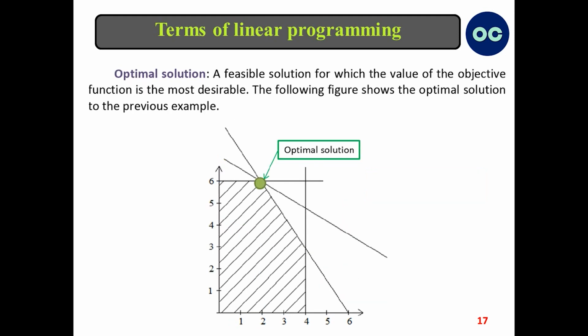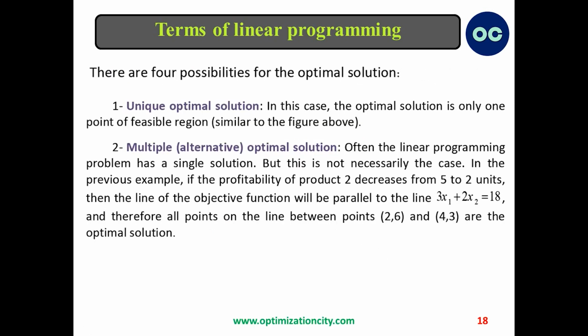What is an optimal solution? In brief, an optimal solution is a feasible solution that yields the most desirable value for the objective function. The figure below shows that the optimal solution for the previous example is this point. This point has the most desired value of the objective function for all values in this feasible region. There are 4 possible scenarios for the optimal solution. One is a unique optimal solution. In this case, there is only one feasible point that represents the optimal solution, as shown in the figure here.